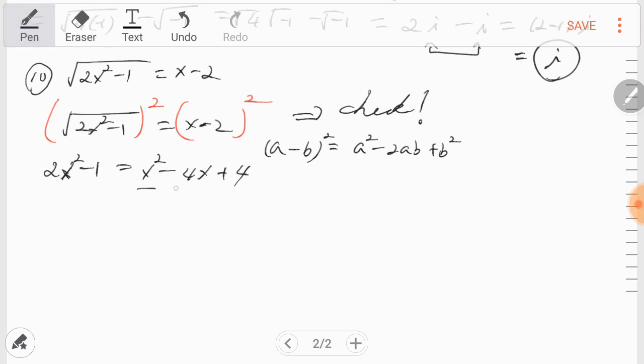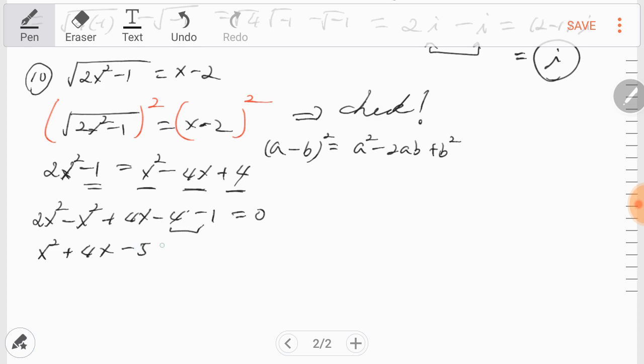Move all these terms to the left. So 2x squared minus x squared plus 4x minus 4, and minus 1 is equal to 0. When you move terms to the other side, change the sign. Then combine the like terms. So this is x squared, plus 4x, and combine these two, so minus 5 is equal to 0.